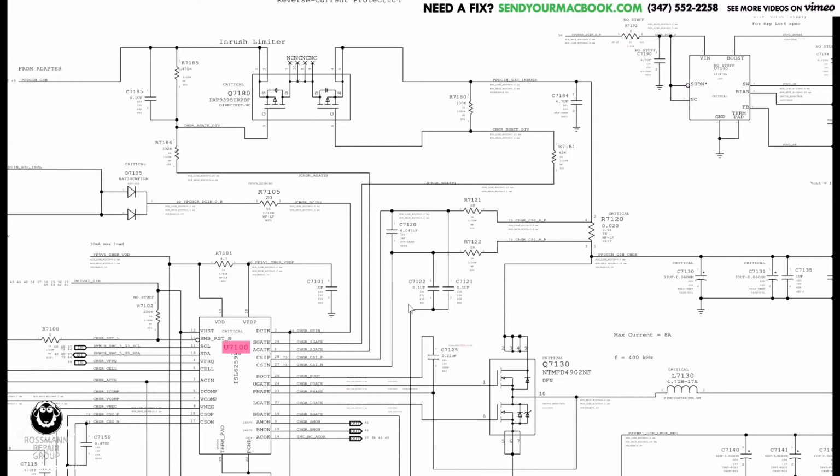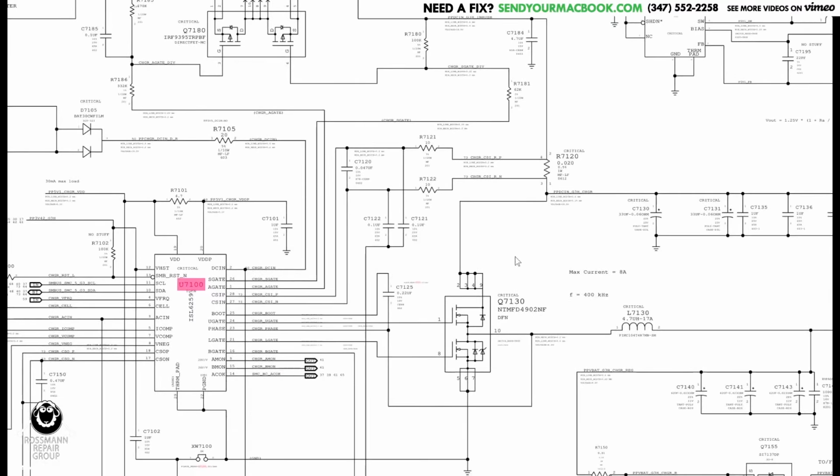That difference is monitored by the ISL6259 through R7121 and R7122, and it allows it to tell how much amperage the system is using. If it thinks it's using too much, it turns everything off so that the machine does not catch fire, like my e-bike once did when I bought a battery from the wrong AliExpress vendor.